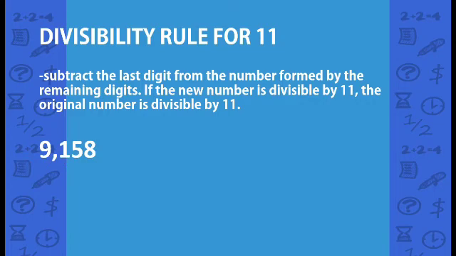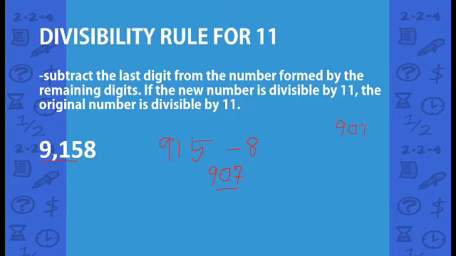Last example, 9,158. So, the last digit is 8, and the remaining number formed is 915. So, 915 minus 8 is 907. So, we will identify if 907 is divisible by 11.